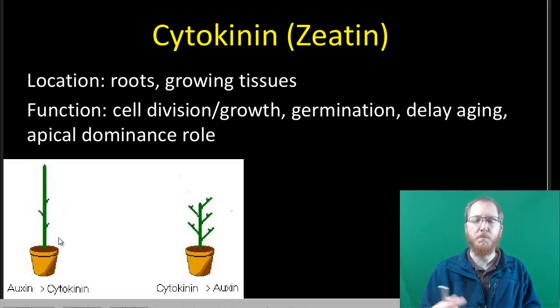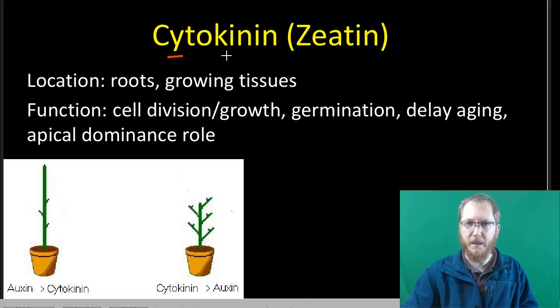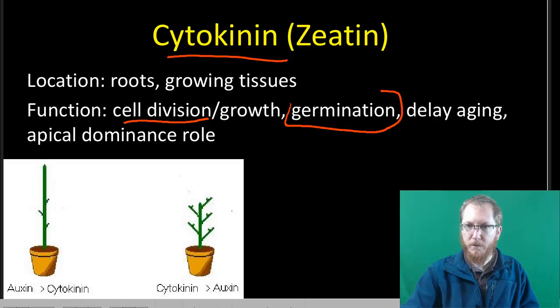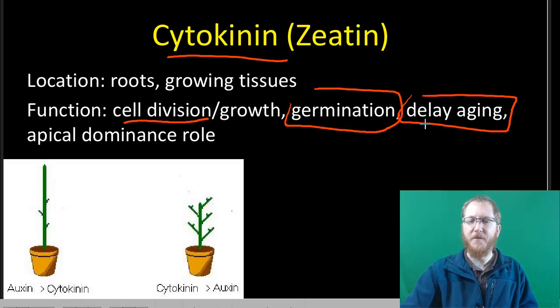Now, if you want to make things bushier, you can focus on cytokinins, because these guys, they will do cell division. That's a big thing for them. Still growth. You still find them in our tissues that are growing, etc. They also do focus on germination. They delay aging, which is kind of a cool thing for them. They can kind of keep things going and young. But they'll play a role in apical dominance.